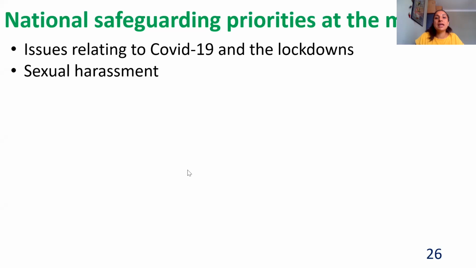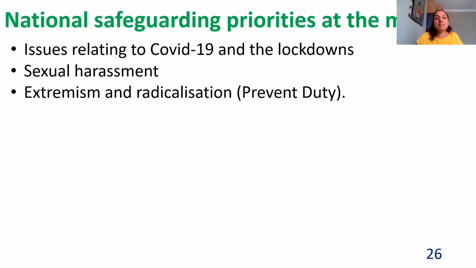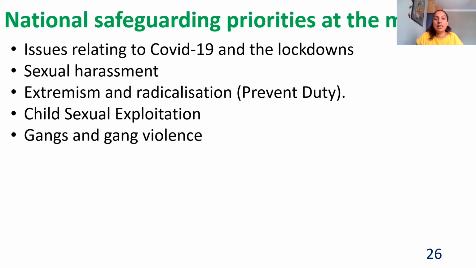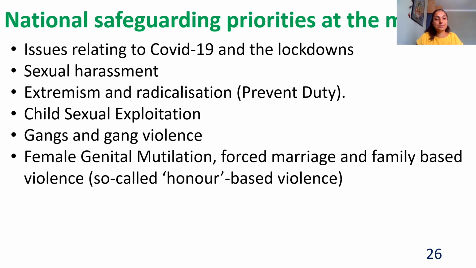Sexual harassment is another area that is a national priority at the moment. There was a report conducted, I believe, last year by the government, so it's very, very recent, and very much on the various schools' radar at the moment. Extremism and radicalisation: you can look into Prevent Duty, which outlines what schools mean by extremism and radicalisation. Child sexual exploitation. Gangs and gang violence, specifically looking at county lines.